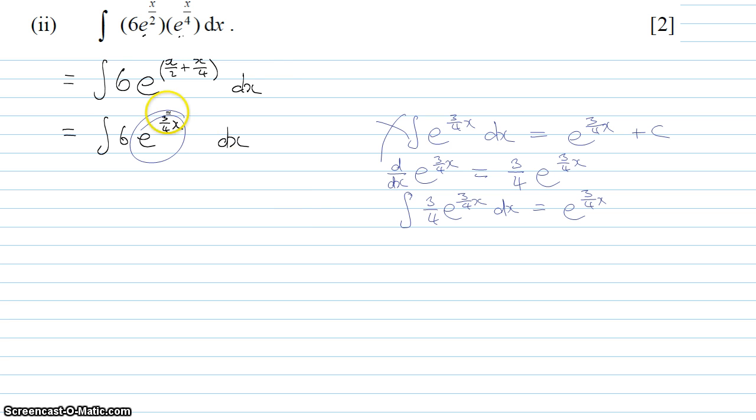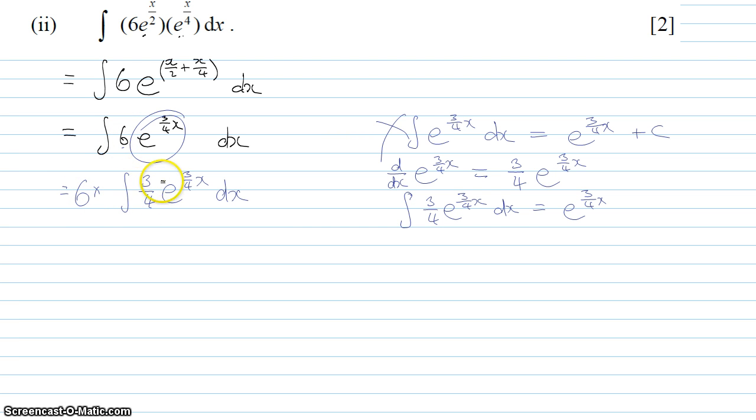Well, I don't have 3 over 4 e to the 3 over 4x here. I want it, so what am I going to do? I'm just going to pretend I have it. I want to integrate 3 over 4 e to the 3 over 4x dx. But that means I've forgotten some of the stuff that I had. I can't just forget it, and I can't just change things. So this 6, I need to make sure that still stays there.